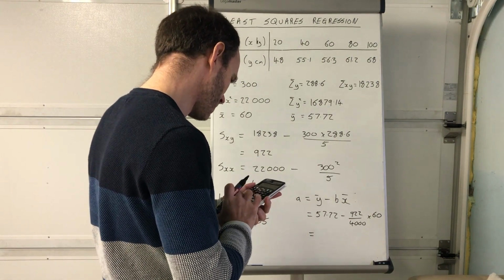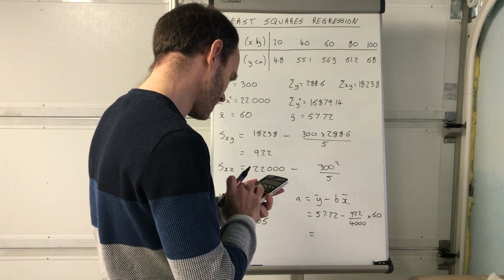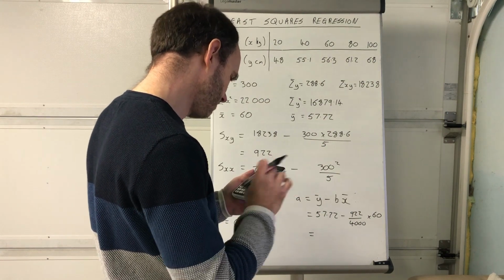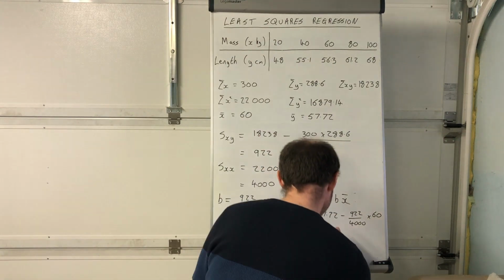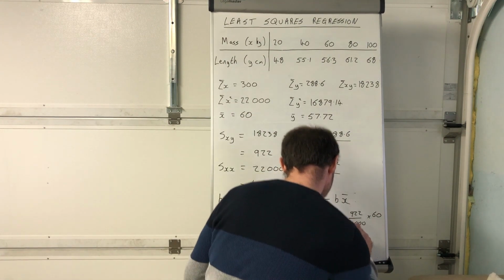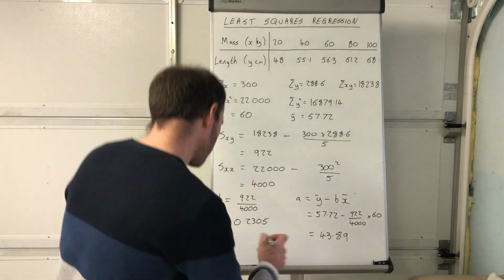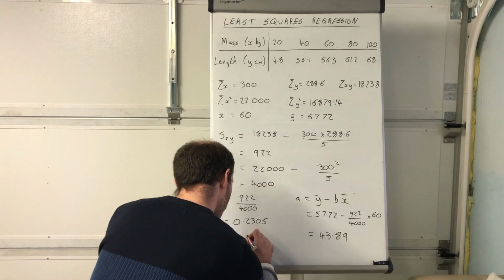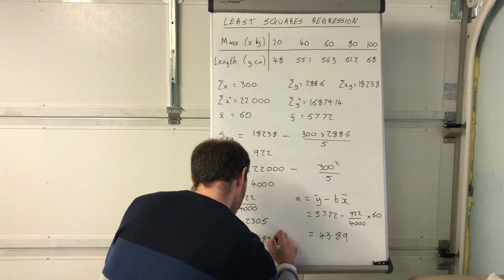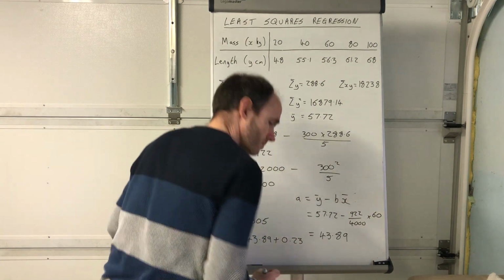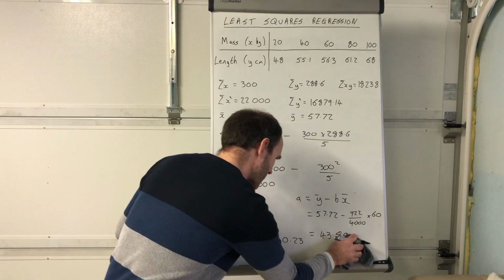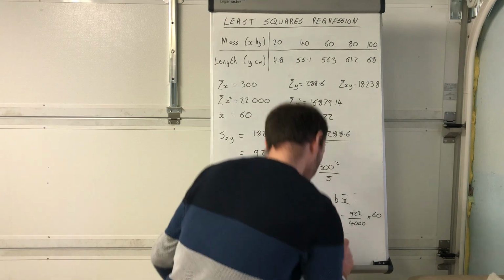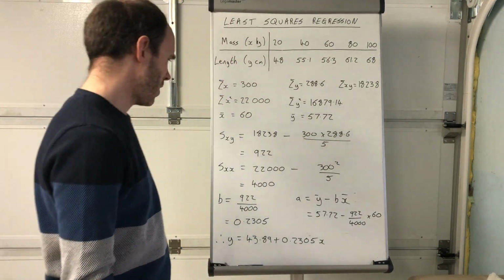922 divided by 4,000 times by negative 60 added to 57.72. 43.89. You can write it as a fraction if you want. That's exact, 43.89. So let's just squeeze it in down by here. Therefore, our equation of the regression line is y equals 43.89 plus 0.2305x. Okay, fine. I'm hoping that's okay for you.